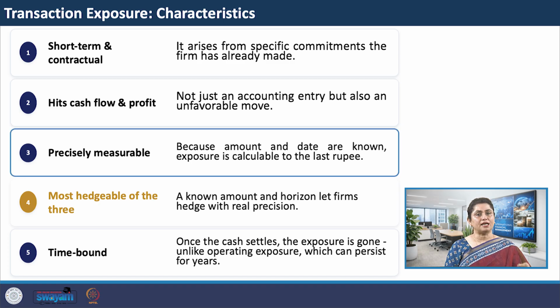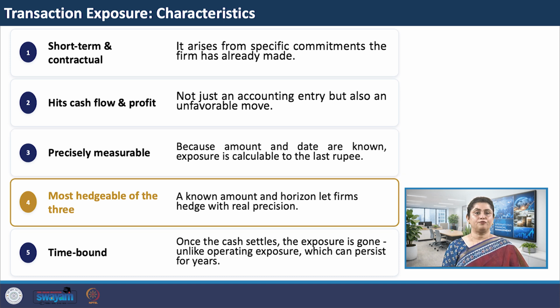Third, it is precisely measurable. Because the amount and the date are known, you can calculate your exposure to the last rupee. That makes it very manageable from a risk perspective. Fourth, and this is a very important thing, it is easy to manage. It can be hedged very easily because you know exactly what amount you are exposed to and for how long. You can use the financial instruments with precision to eliminate or reduce the risk.